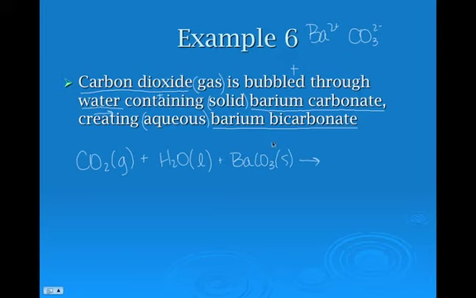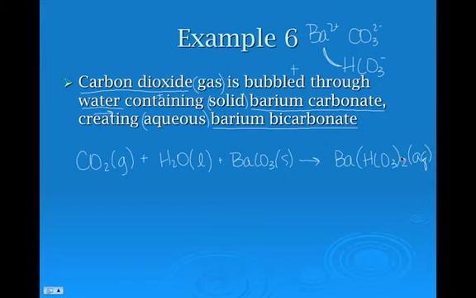Bicarbonate is sometimes called hydrogen carbonate. It's another polyatomic ion. Instead of the formula CO3 with a -2 charge, it has the formula HCO3 with a -1 charge. So the formula for barium bicarbonate, we're going to need 1 barium and 2 bicarbonates to bond these guys together and balance out. So it's going to be Ba(HCO3)2, and this, like I said in the question, is aqueous.